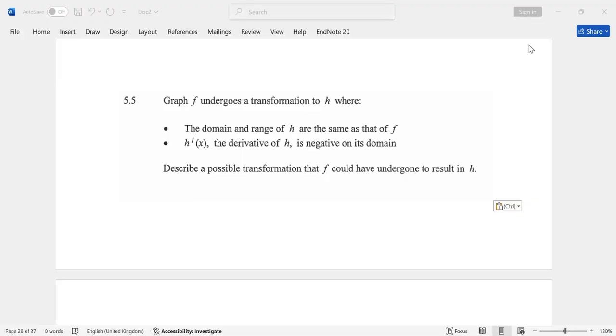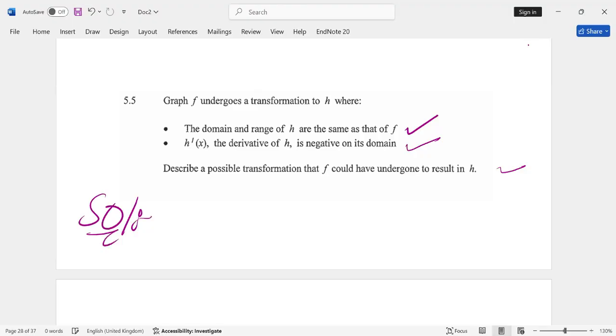Now the next question is 5.5. Graph f undergoes a transformation to h, where the domain and range of h are the same as that of f, and h prime of x, the derivative of h, is negative on its domain. Okay, so describe a possible transformation that f could have undergone to result in h. So let's solve. The transformation f to h must satisfy three conditions.